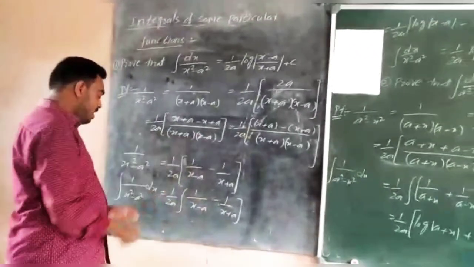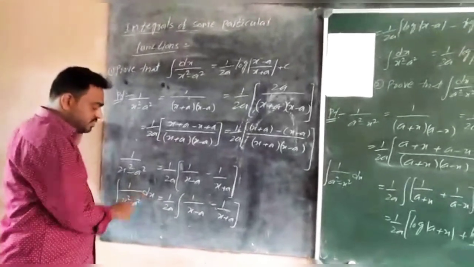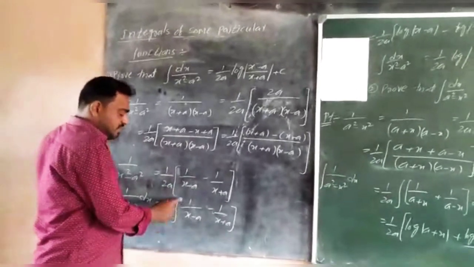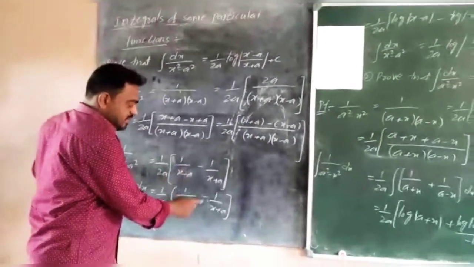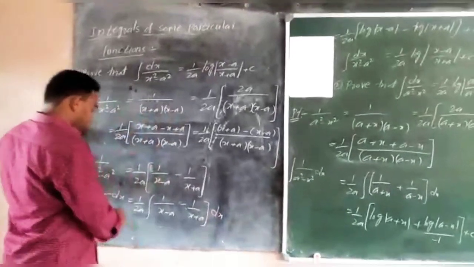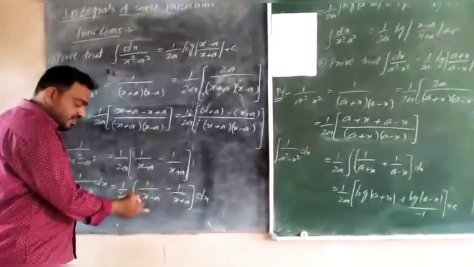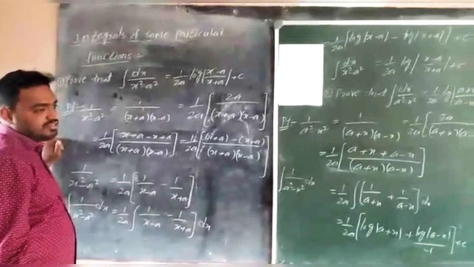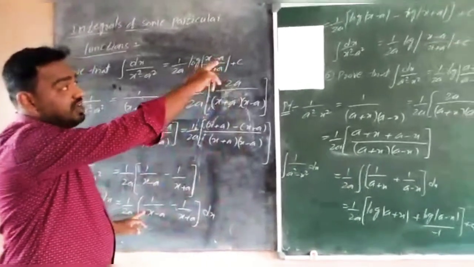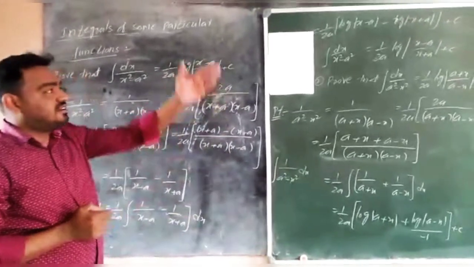So next, I am applying integral on both sides. So integration of 1 by x square minus a square into dx is equal to 1 by 2a constant. So before integral, 1 by 2a into integration of 1 by x minus a minus 1 by x plus a into dx. So this is equal to 1 by 2a into, this is in the form of 1 by x. Integration of 1 by x is equal to what? Log mod x. So this is equal to 1 by 2a into log of mod x minus a minus log mod x plus a.